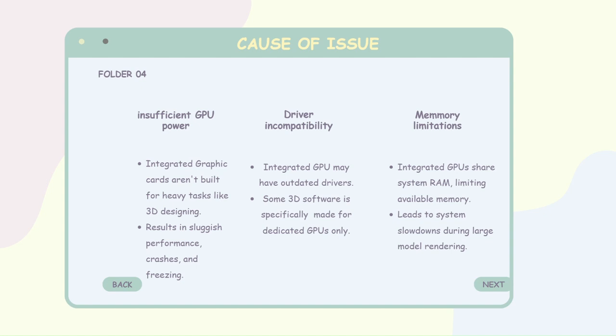Besides, memory limitations can also be a cause of this issue. Integrated graphic cards share system RAM with the CPU, which limited the available memory to store large model editing projects. This leads to system slowdown during large model rendering.